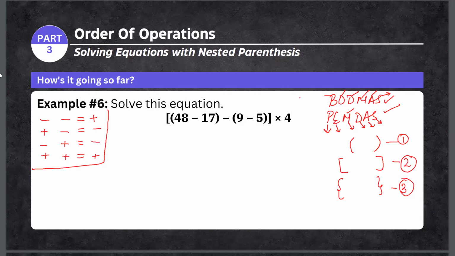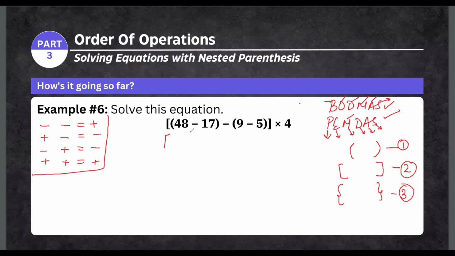Look, again, the numbers are the same, but the parenthesis is different. Now we have 48 minus 17. So the answer will be 31. And then here we have 9 minus 5, which is 4. And then we will put times 4 outside. 31 minus 4. So 31 minus 4 is 27 times 4, right?